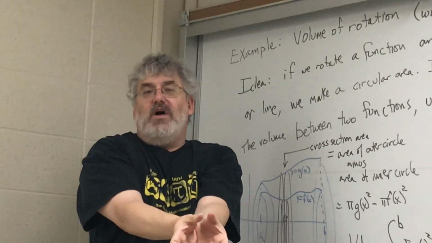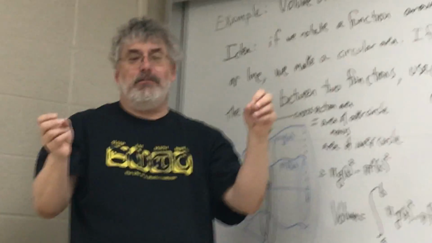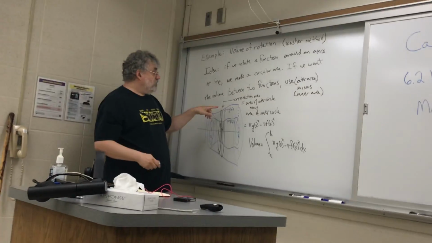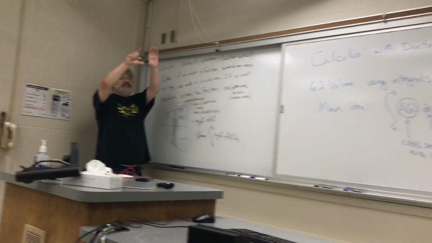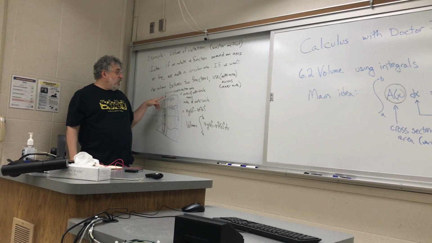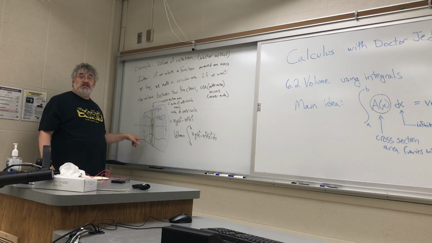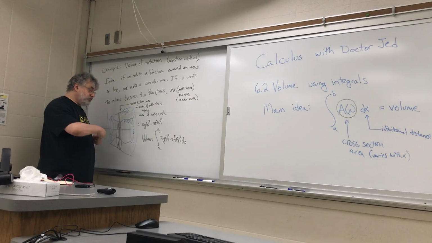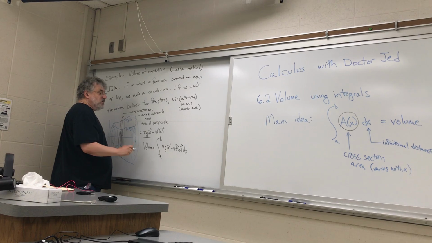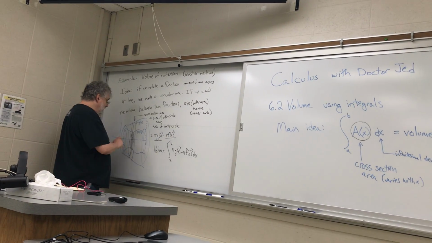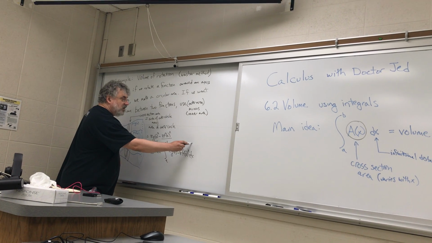It looks like a mechanical washer, except it may change in shape. It may go faster, it may go slower. The idea is the cross-section is that stuff in there. The way you find it is you find the area of the outside circle, find the area of the inside circle, and take the difference. So it's pi times the one squared minus pi times the other squared. Go from the a to the b, and here's your formula.